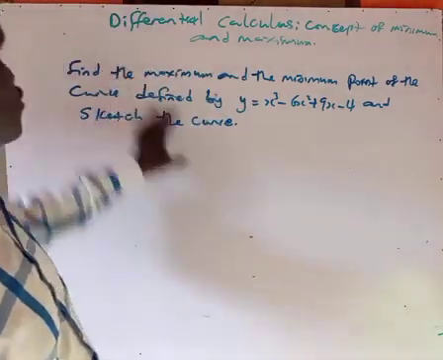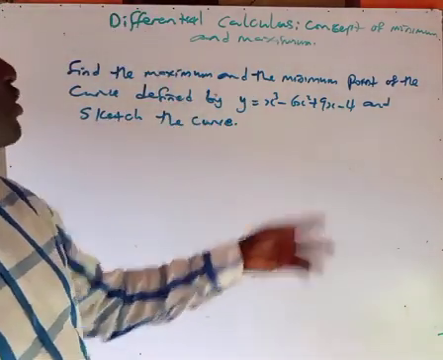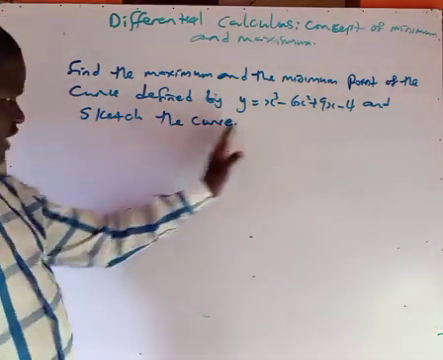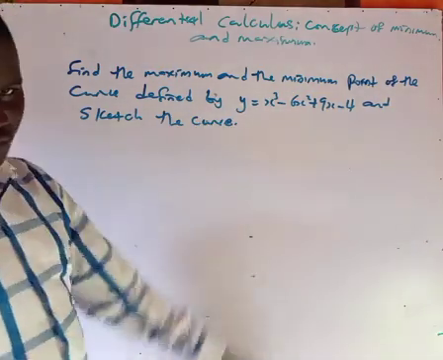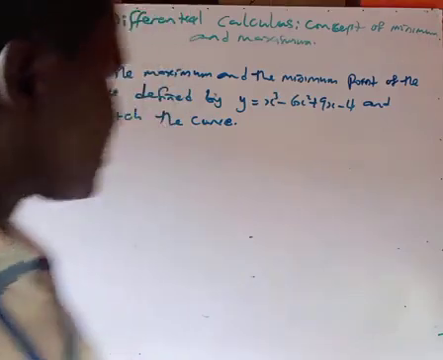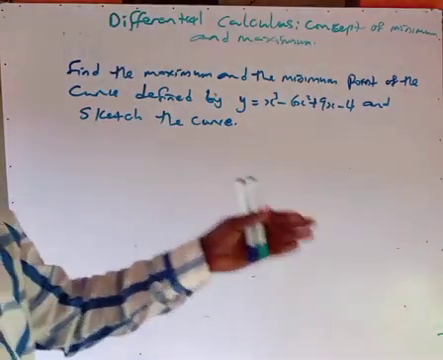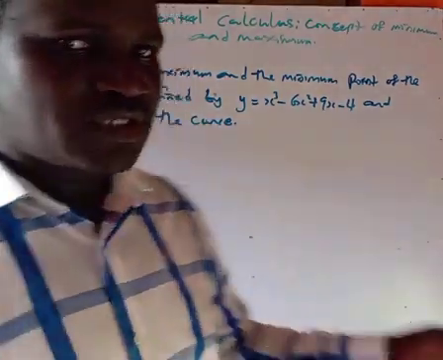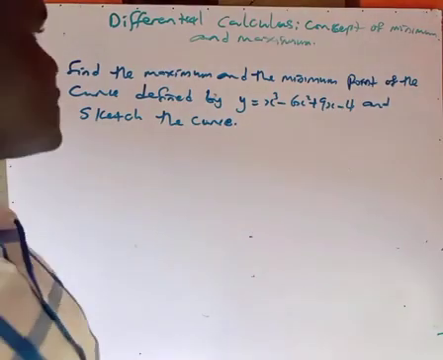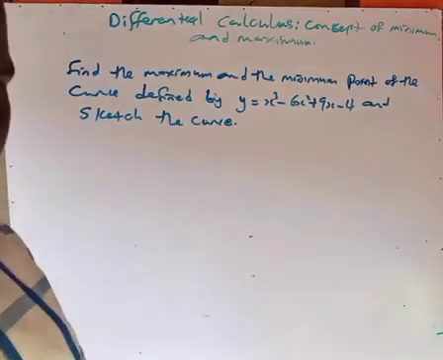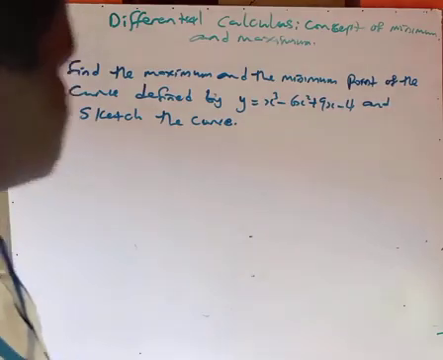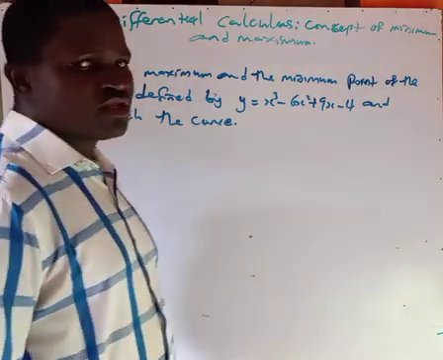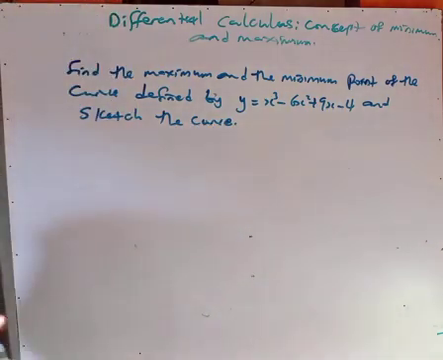Here we want to solve this question. It is differential calculus, that is the concept of minimum and maximum, where you have to find the maximum and the minimum points of the curve defined by this and sketch the curve. You can come across this one also in polynomial, asking you to sketch the curve like this. So here you can make use of the root of the equation to do that, or here, make use of the minimum and the maximum point to do that. So here is y equal to this. So the concept of minimum and maximum.